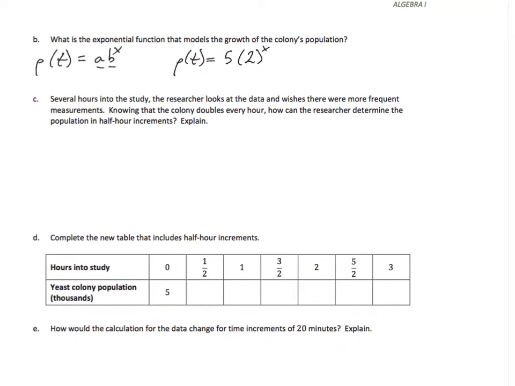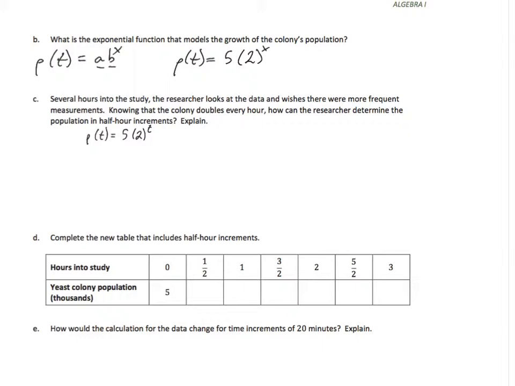Several hours into the study, the researcher looks at the data and wishes there were more frequent measurements. Knowing that the colony doubles every hour, how can the researcher determine the population in half-hour increments? And remember, increments just means intervals. So if we know that it doubles, let's just go ahead and write the equation: P of T equals 5 times 2 to the t.